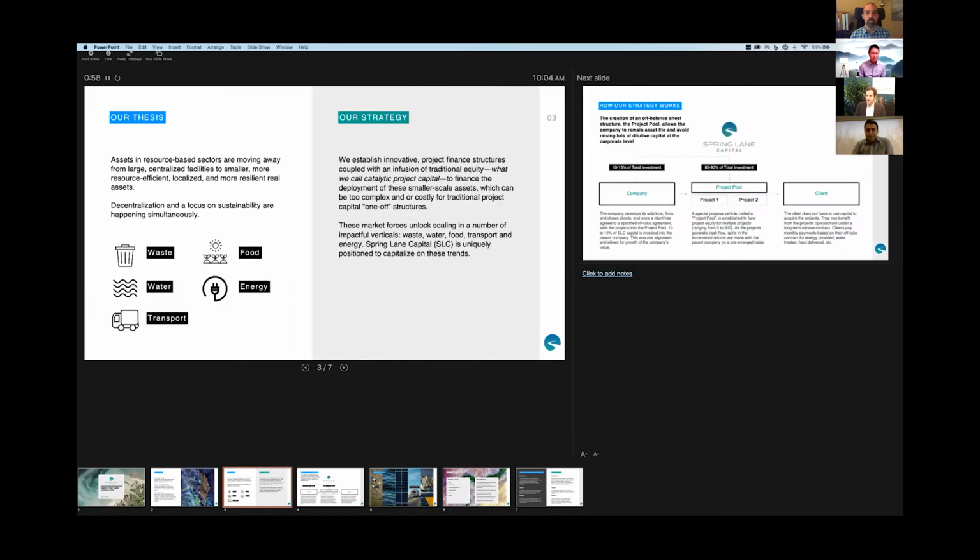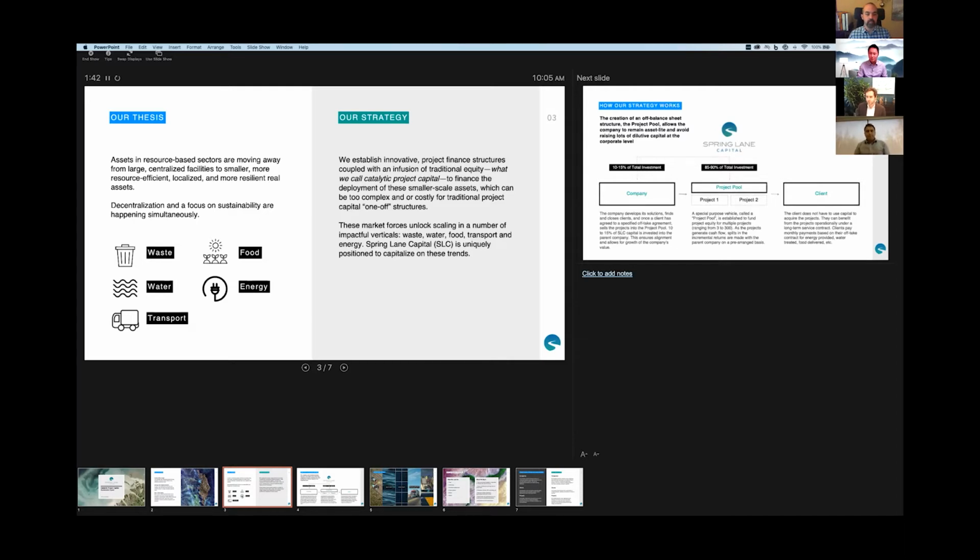And our thesis really is following two trends. One is we believe that resource efficiency can drive real economic value, so that sustainability thesis can generate real economic returns. And second, that the world in clean tech is moving towards a more distributed model. So we focus on financing smaller scale, distributed, repeatable projects that resemble larger scale infrastructure projects, but are smaller and thus more challenging to finance. And we do that across water, waste, energy, food, and transport.